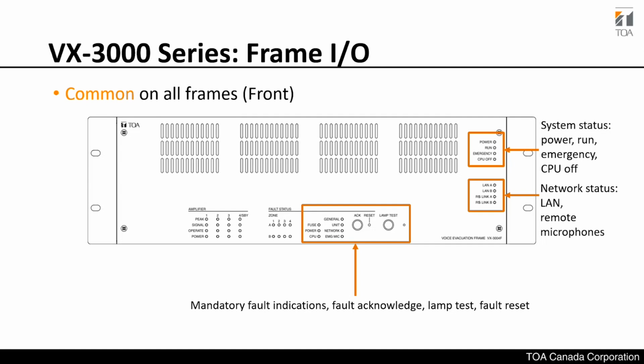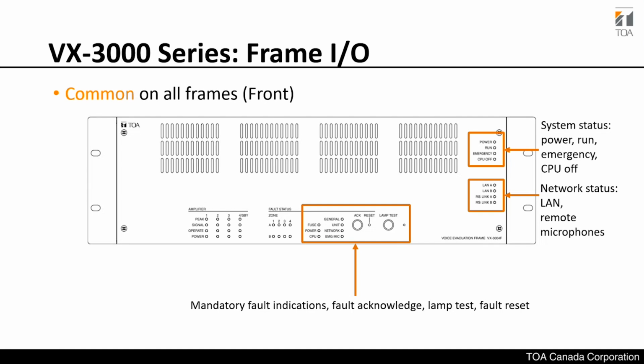If in the off chance that there's a CPU failure, the VX3000 is designed to run on an analog system. There's a failover. So when the CPU turns off, technically that does not cut off the full functionality of the system. Core functionalities are maintained, but this LED will light on to indicate that your frame potentially has an issue, might need some servicing to be done.